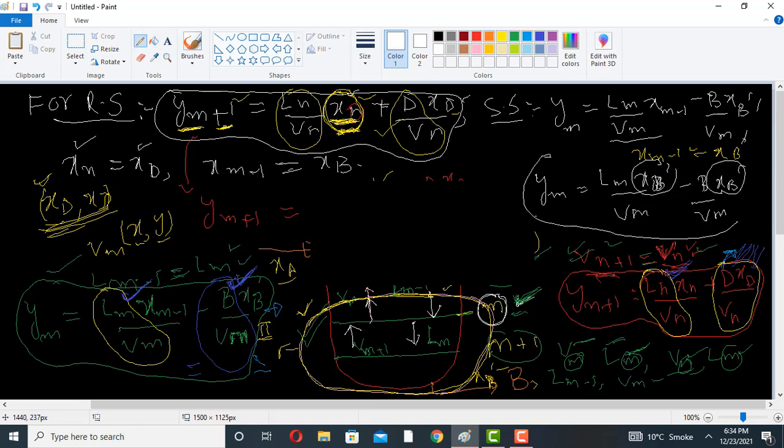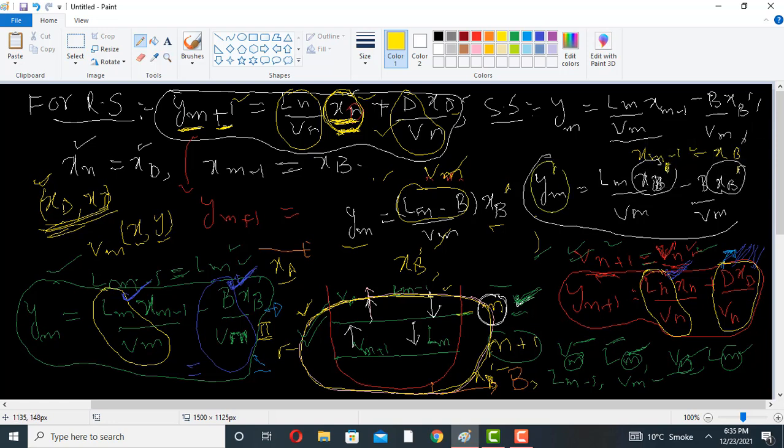So this equation will be yn equal to (Lm minus B) times xB dash divided by Vm, and Lm minus B is nothing but Vm. So this Vm will cancel with this Vm and y will be equal to x. So again one point will occur on the stripping line, which is xB dash. This is the x point, and yn is the y point. So the y point becomes equal to the x point.